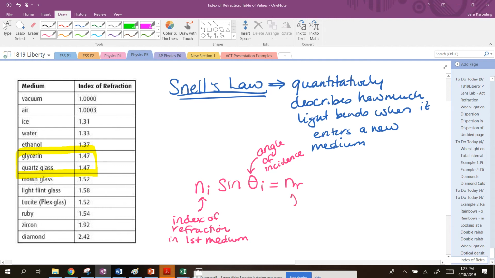Equals N sub R. So this is the index of refraction in the second medium times sine theta R. This is the angle of refraction. So this is the angle in, this is the angle out. Okay. The game when you're studying these or when you're doing these problems is you're going to follow the GUESS method. Givens, unknown, equation, write out your solution and solve it. Just the same as we've always done.